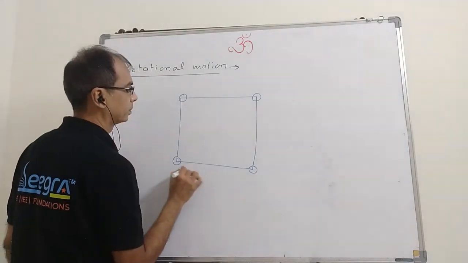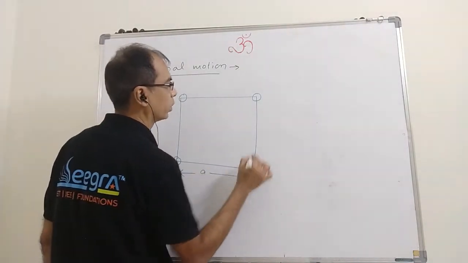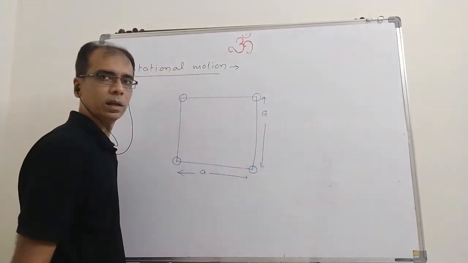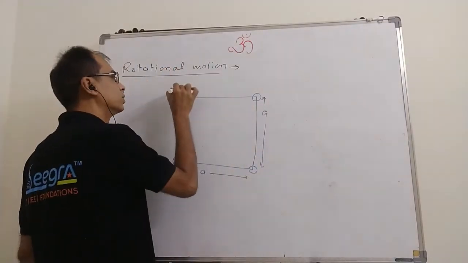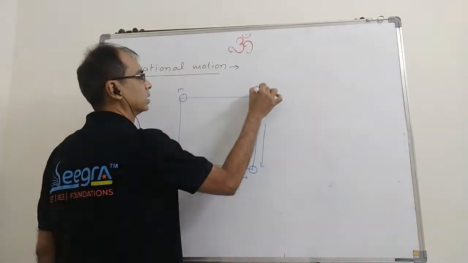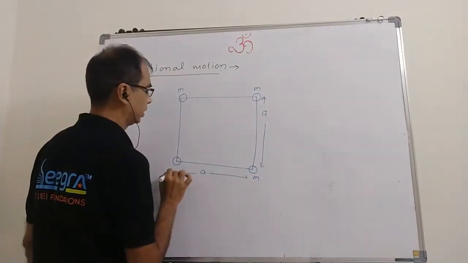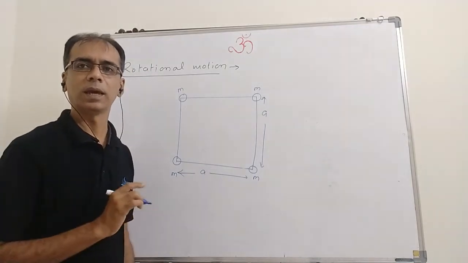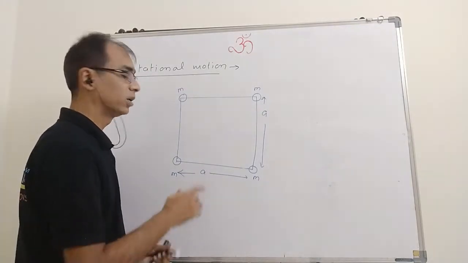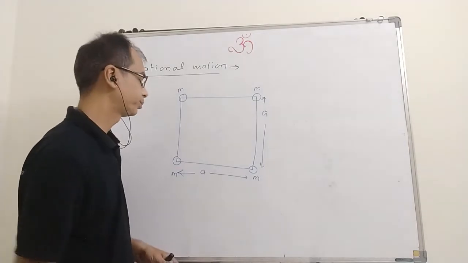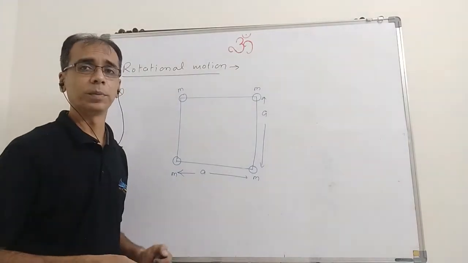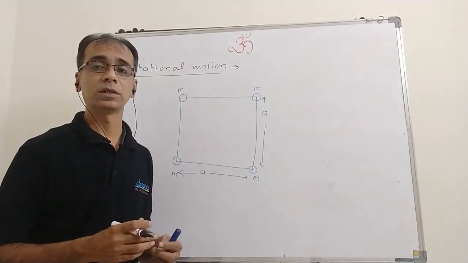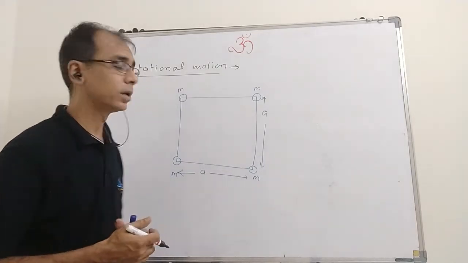Four particles are kept on the vertices of a square. Each one has mass m, and the side of the square is A. Now, I want to find the moment of inertia. The question is, about which axis of rotation do we have to take?